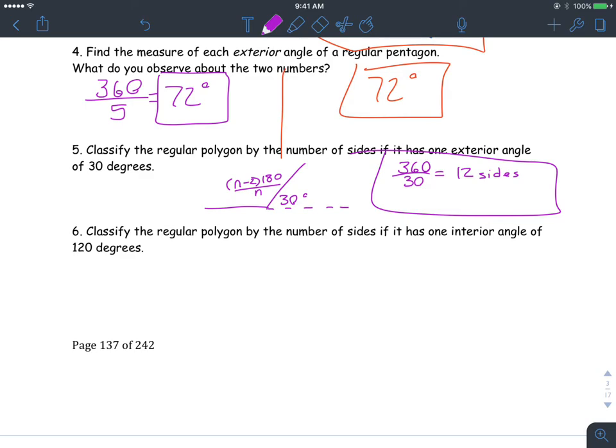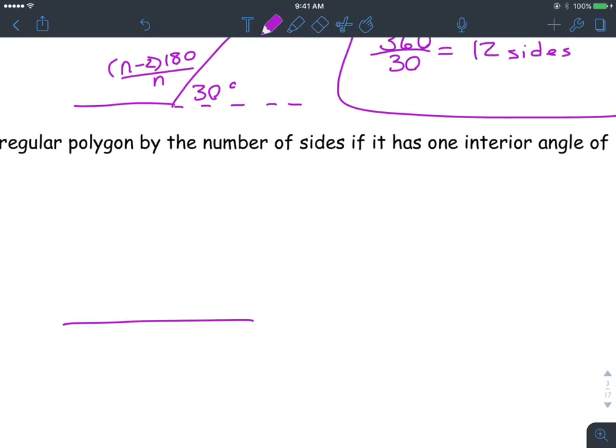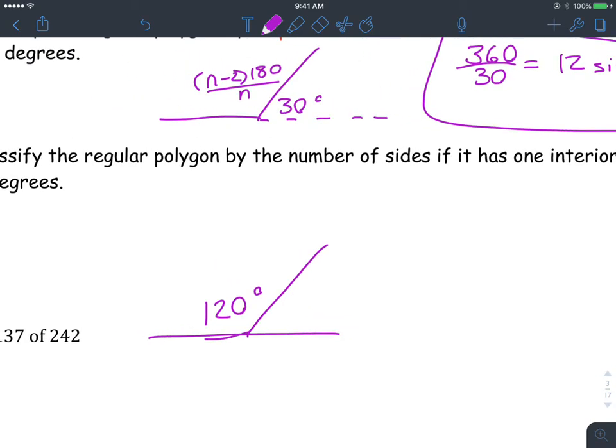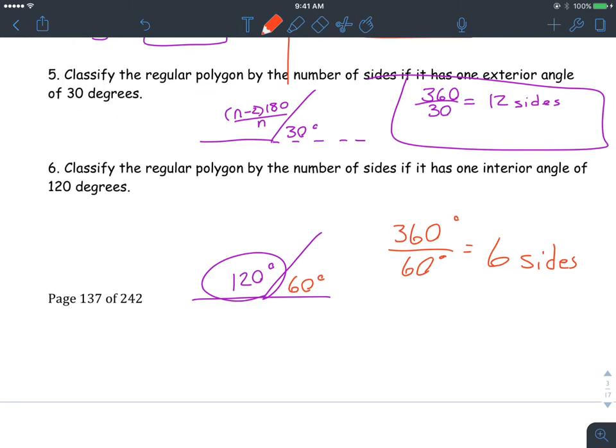Okay, classify the regular polygon by the number of sides if it has one interior angle of 120 degrees. So it's kind of the same thing here, except we start with the interior angle. You can set the 120 equal to n minus 2 times 180 divided by n, but once again, exterior angles are super easy to work with because we know that they always add up to 360. So I'm just going to say the exterior angle is 360 divided by 60, and the only way that happens is if there are 6 sides. So in my opinion, use your exterior angle and then work backwards.